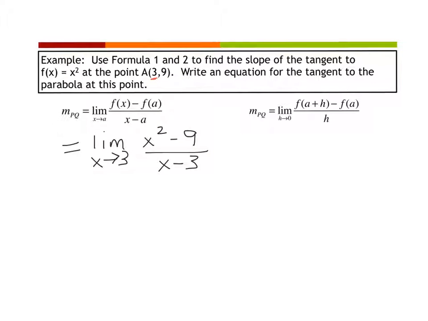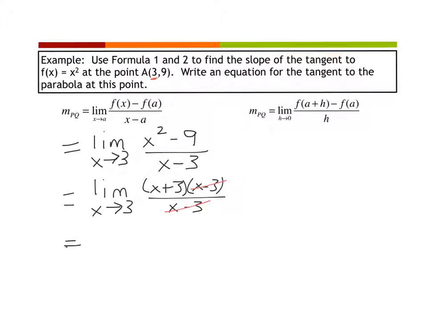Now this is just a limit, so we just have to factor. If I plugged 3 in there, I'd get 0 over 0. So I factor the top, I get x plus 3, x minus 3 over x minus 3. I cross off the two x minus 3's. And what do I do to get my answer? I plug in 3. So I get 3 plus 3 is 6. So my slope is 6.